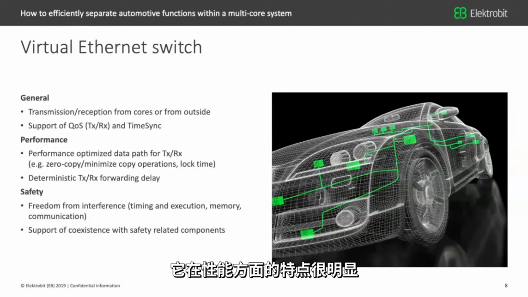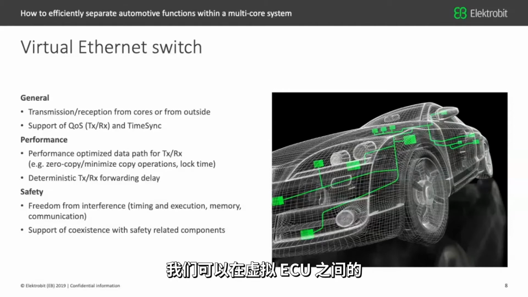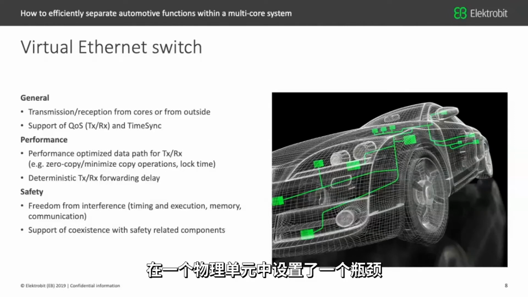On the performance side, it's clear, since this is all virtual in quotes, this is actually shared memory behind all of that implementation. So in this case, we can do an optimized communication on the data path between the virtual ECUs. There is a possibility of zero copy operations where we just switch pointers basically, and also an optimization on the lock time because we have a bottleneck within that one physical unit which is available to communicate.